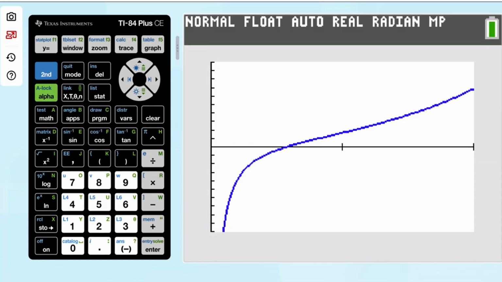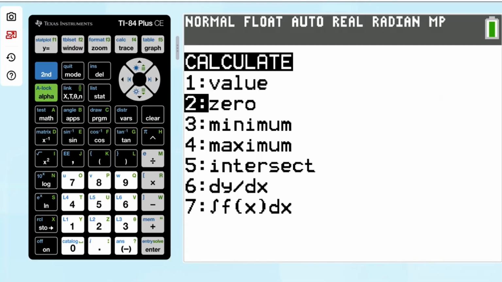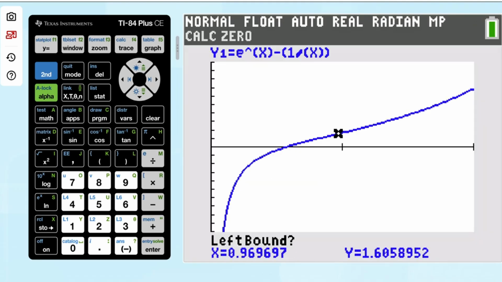It looks like, we have the window 0 to 2. It looks like we have one place there between 0 and 1 where it is. So we'll see if that's on the interval 1/2 to 1. We'll hit second trace. We'll go down to option 2 for 0. We'll scroll till we're a little to the left there of that intersection point with the x-axis. Hit enter. Go a little to the right. Hit enter. Hit enter a third time, and we get x is 0.5671433.